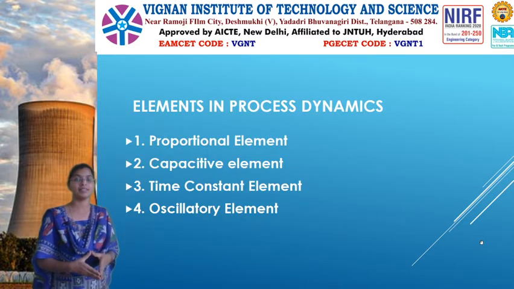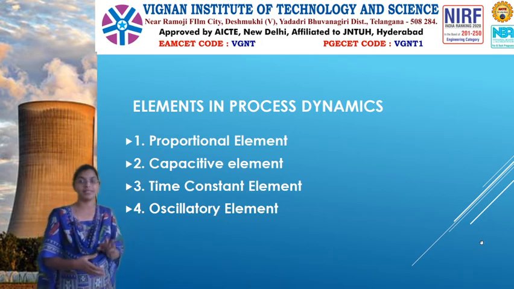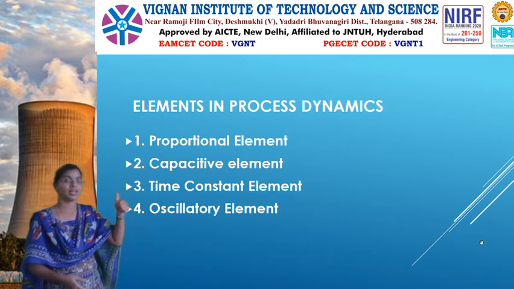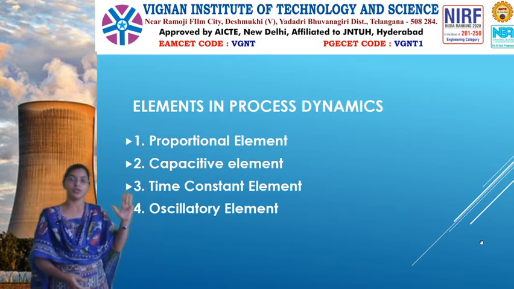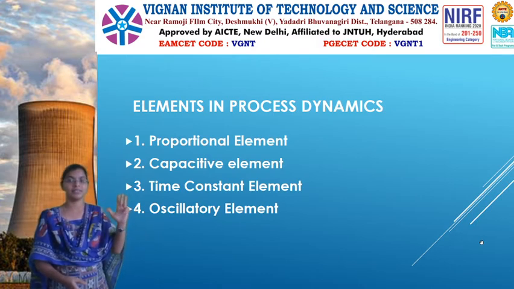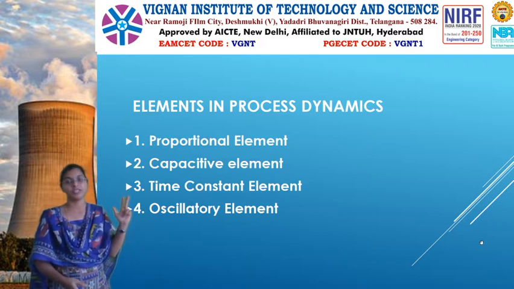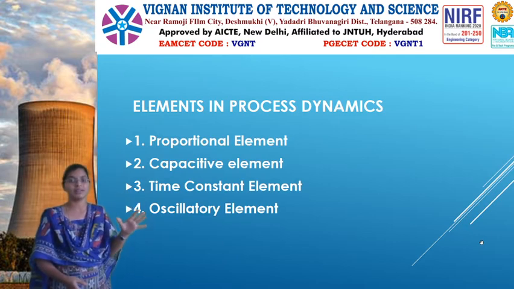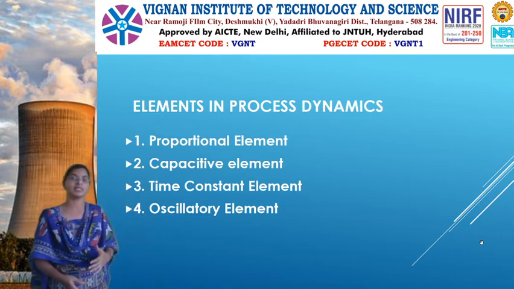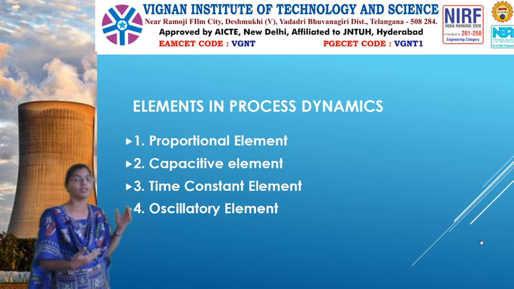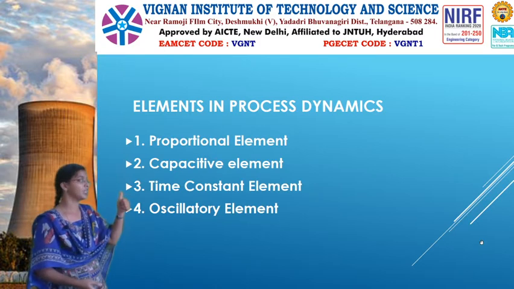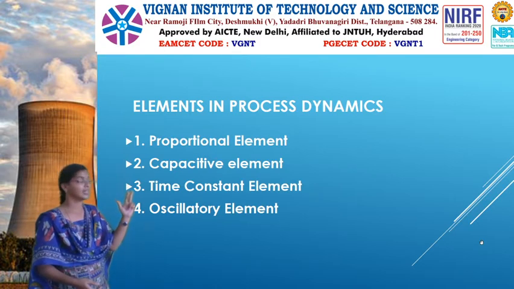The elements in a process are basically divided into four categories: proportional element, capacitive element, time constant element, and oscillatory element. You already came across different signals in signals and systems: unit step signal, ramp signal, exponential signal, and impulse signal. Likewise here, each element in process dynamics produces an individual response, and according to the response produced, they are divided into these four categories.